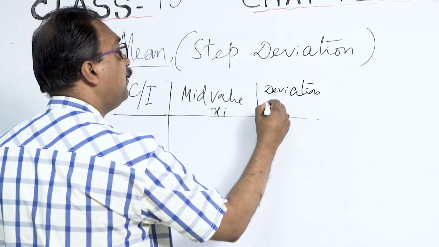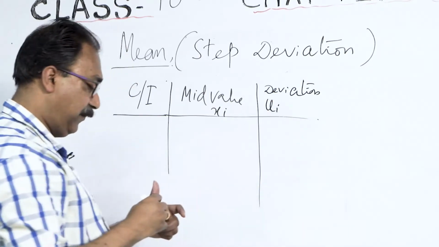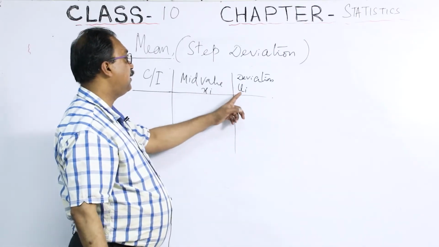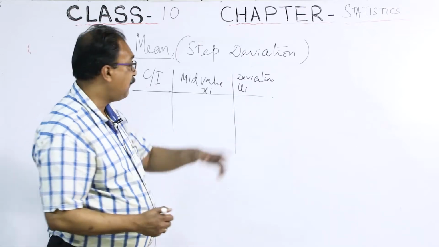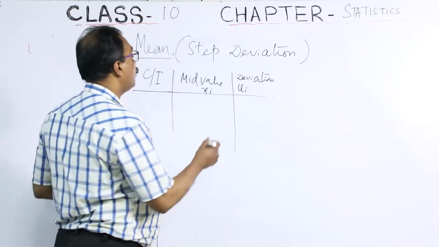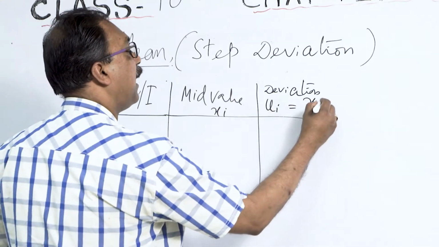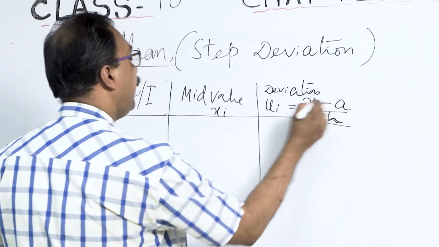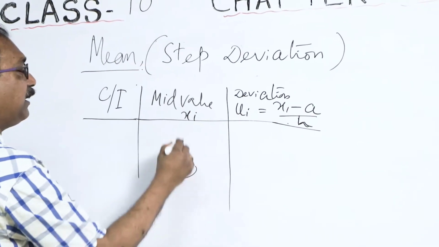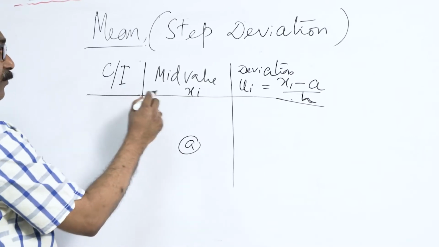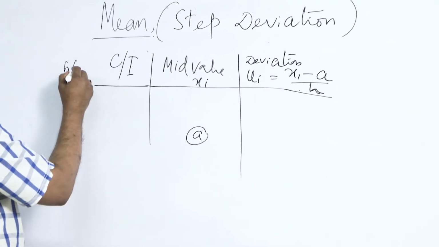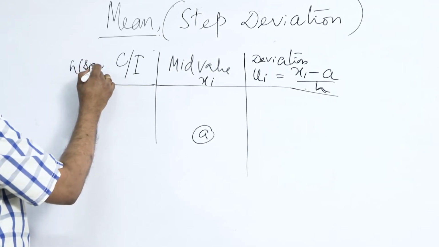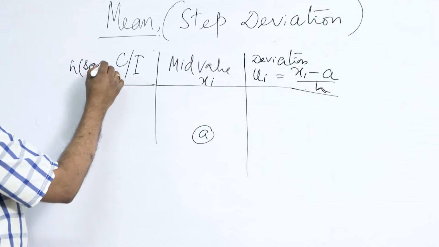Here you change the symbol, otherwise you will be confused: di is the deviation for the assumed mean method. Here it is step deviation ui for the step deviation method, and di for the shortcut method. So ui is equal to xi minus a, divided by h. Where do you get a? You already know a: we take the middlemost value of the mid values. And h is the size of the class interval.